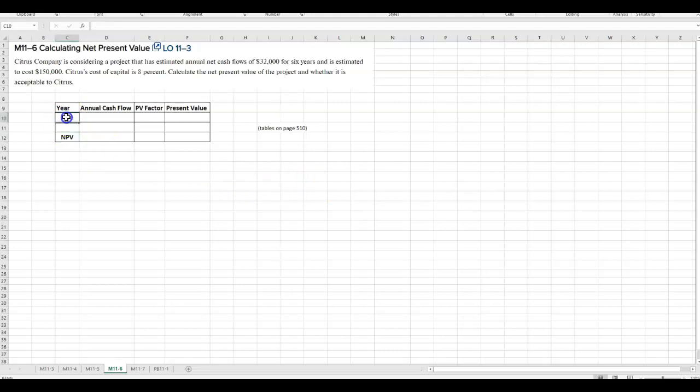So in year 0, when we start the project, we have an annual cash flow of minus $150,000. Oops, sorry, I got carried away with my zeros there. So $150,000 out the door on day 1. There's no present value to calculate because it is at present value.